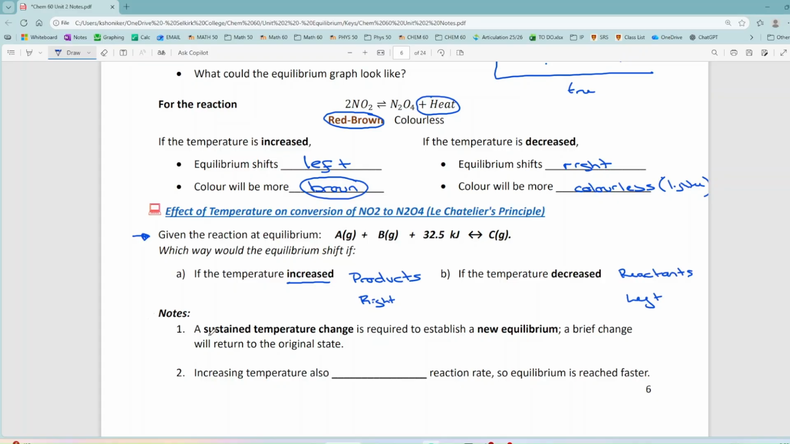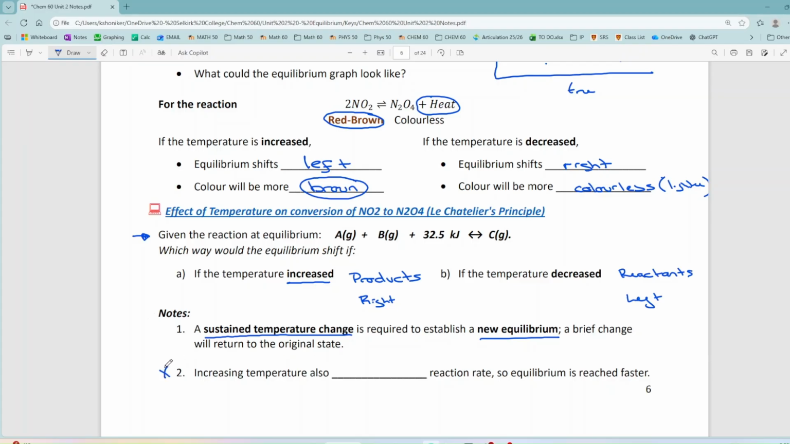Number one is that this has to be a sustained temperature change. If we went back to that video and we said, okay, now let's take those test tubes back out of the water baths, they would go back to being the same temperature as they were before. In other words, they would match. So if you put them back to room temperature, they're going to shift their equilibrium back to where they were. So a sustained temperature change is required to establish a new equilibrium. Otherwise, you will get a brief change and it will return to its original state.